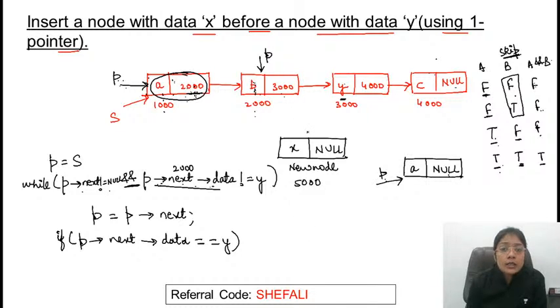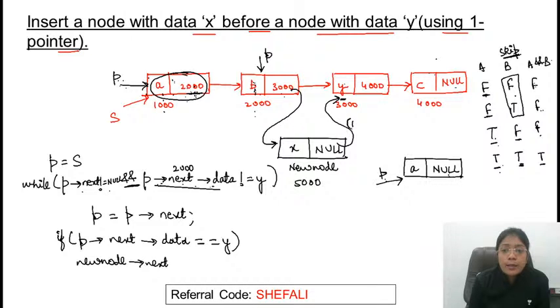How will you be adjusting the pointer? This should point to this node because you have to add a node before a node with data Y. We have to add it before this, and this will be pointing to this one. So new node of next, I'm writing the first statement, I'm adjusting the first pointer. New node of next will be pointing to the node which is at 3000.